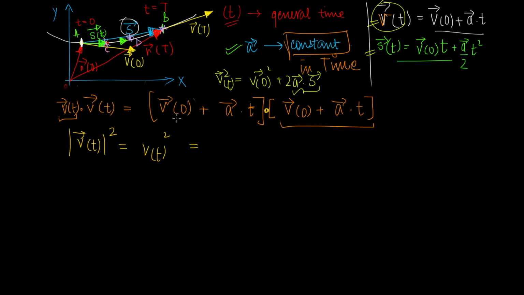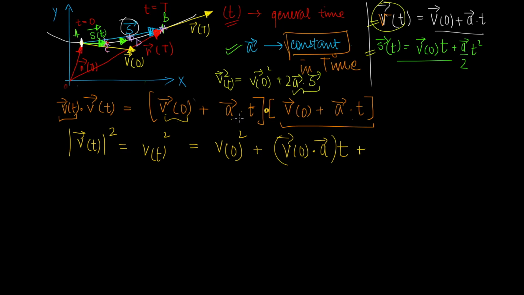So the first combination would be v of 0 dotted with v of 0, which, the same way we got v of t squared, we would be getting v of 0 squared. This is the absolute velocity square at time 0. What about the second term? Well, we multiply this with this. More specifically, we take the dot product of this with this, and that gives us v of 0 dot a, a scalar, multiplied by t.